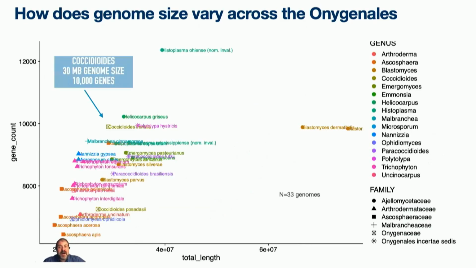When we look at cocci in context of the other onygenalean genomes, we can see, again, it falls maybe at the upper end of that in terms of number of genes, but it's really not outstanding in any way relative to the other species. There's a distribution here you can see of sizes that they're all in approximately the same ballpark.